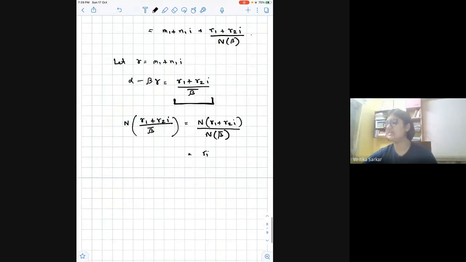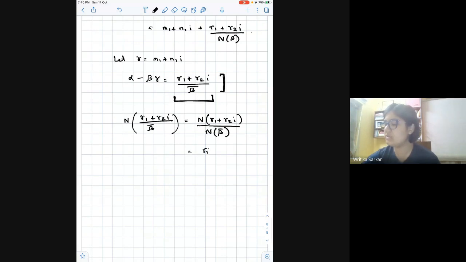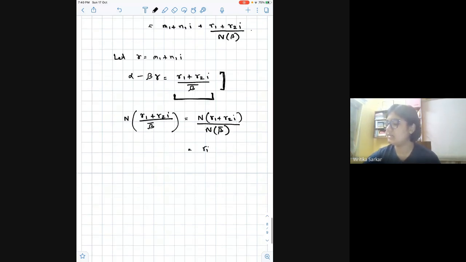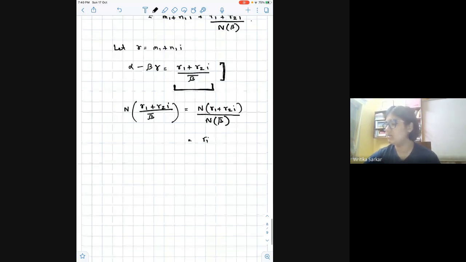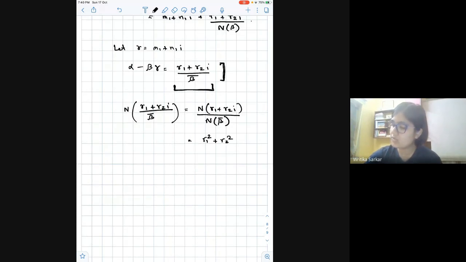Okay, so what I just said is we want the norm of this thing. We just want to show that the norm of this thing is less than half the norm of beta, and then we'd be home, because that's what we wanted to show, right? So we're just taking the norm of this thing here, and since the norm is multiplicative, we can do this: norm of r1 plus r2 i divided by norm of beta bar. The first one is just the square root of r1 squared plus r2 squared, and the norm of beta bar is just the norm of beta. We saw that before, right?